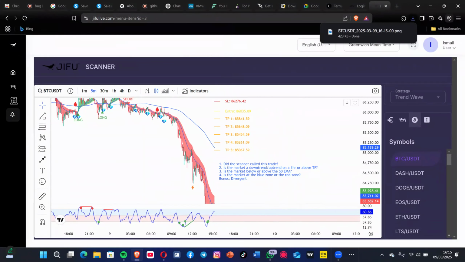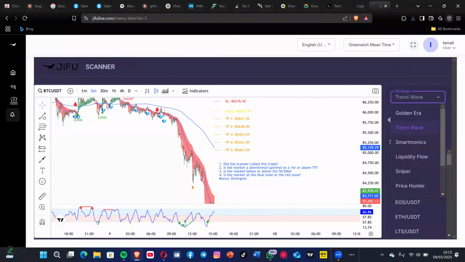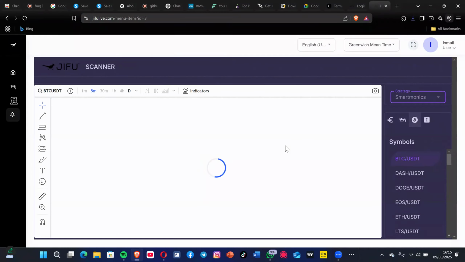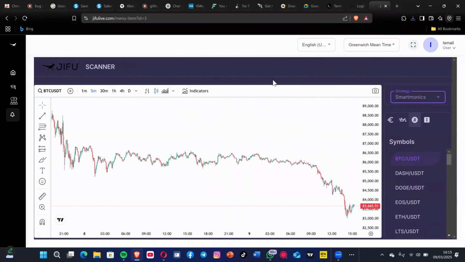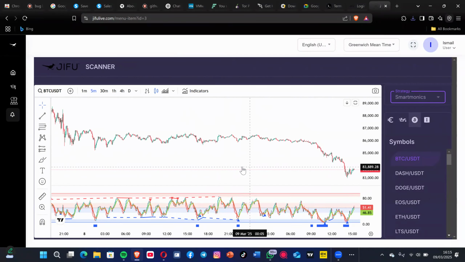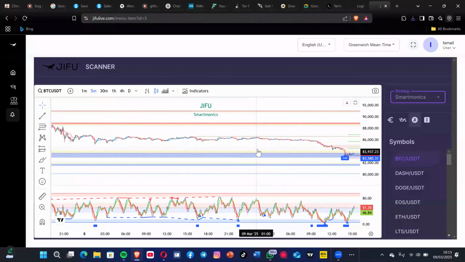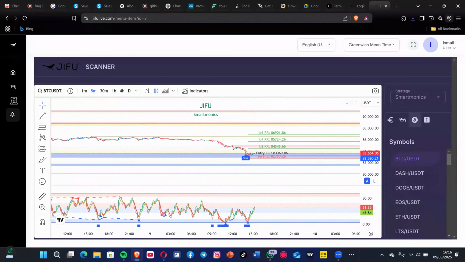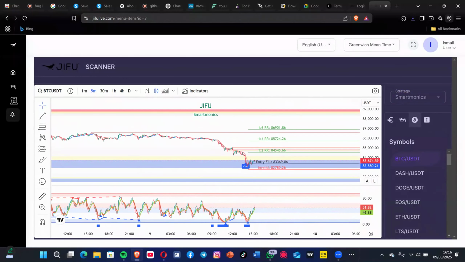All right. Now, this is the one that you always get the setup for. The next one, smart monies. This is for smart money concept. Okay. Smart money concept. Now, with this one, you see, most times you don't need to do much confirmation, as a matter of fact.